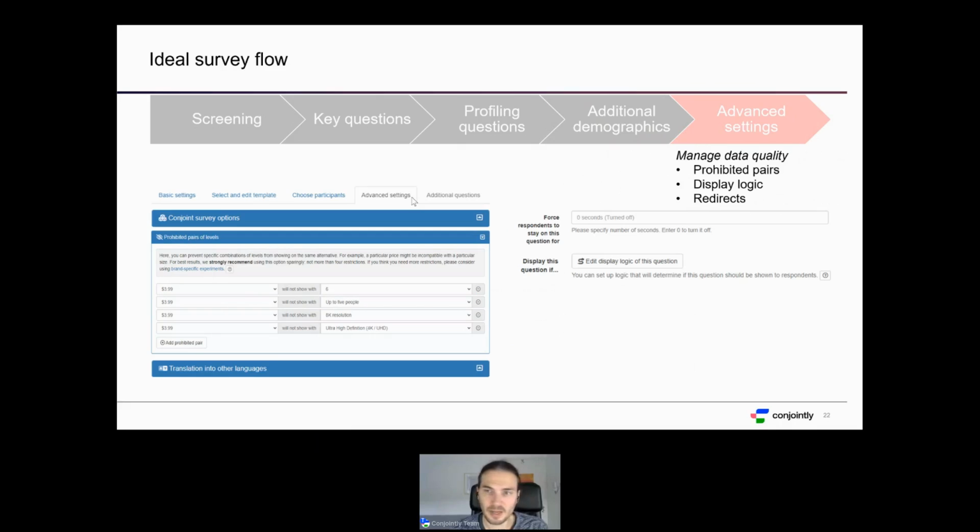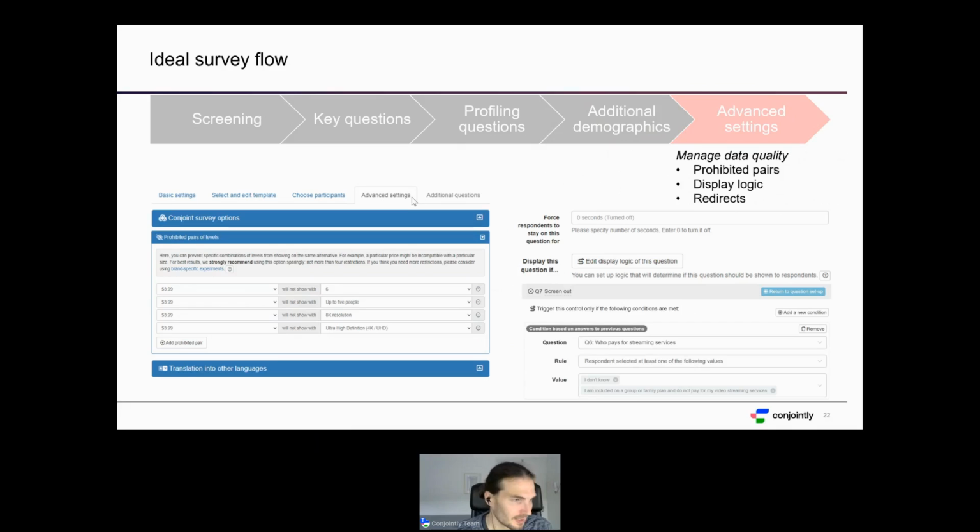And you can have questions relating to display logic. So only show a follow-up question if they answer A, B, or C. So in my case, here I have a contingency that gives them a screen out, ergo kicks them out of my study if they're not the one paying for streaming service. Now, I didn't include this one at the end because I'm also curious about what people think who are not paying the bill, but it's a very simple design to set up. So that's the survey flow.